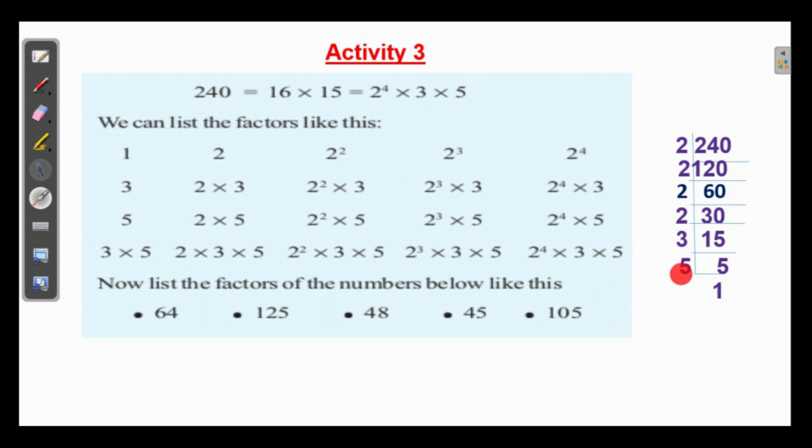Again 5 is a factor. So we can write 5 first, then multiply each and every factor like this. We will get the next row, and the last row is 3 into 5. Multiplying this, we'll get the last row, and the last number is 2 power 4 into 3 into 5, which is equal to 240. The first number is 1 and the last number is this one. Now list the factors of these numbers below like this.